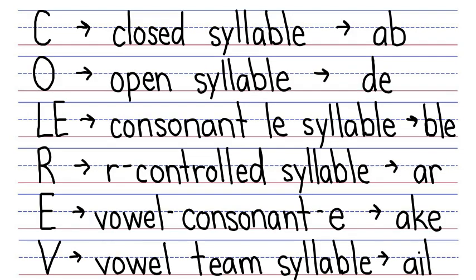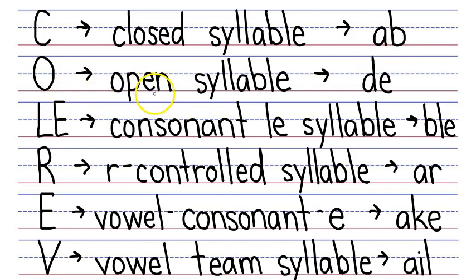You can use the C-O-L-E-R-E-V COLREV acronym to remember the six syllable types. C stands for closed syllable. A closed syllable is a syllable where a single vowel letter is closed in by one or more consonant letters and usually makes a short vowel sound, like ab.